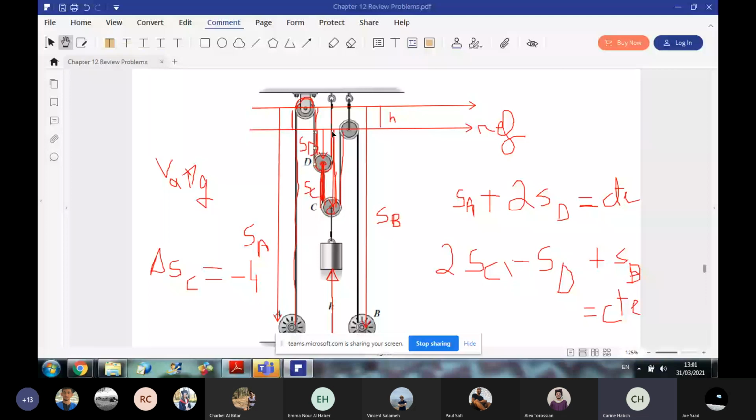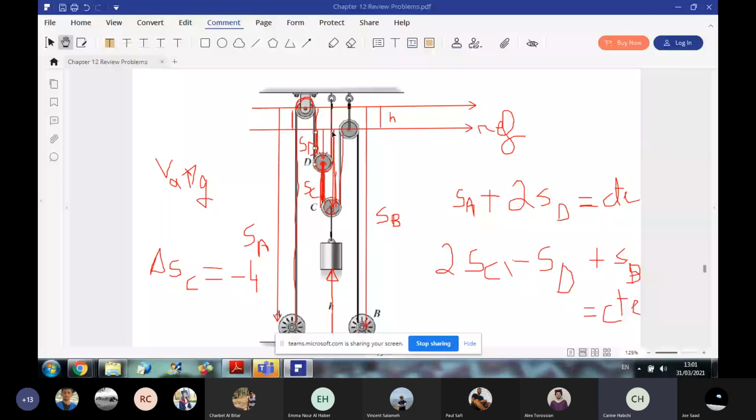For the second cord, starting from here, this distance is SC minus SD, because this part is the whole part, which is SC, minus this part, which is SD. So I have this length is SC minus SD plus this part, which is SC. So until now, I have 2SC minus SD, then I have a constant, then I have SB. So in total, 2SC minus SD plus SB equals a constant.